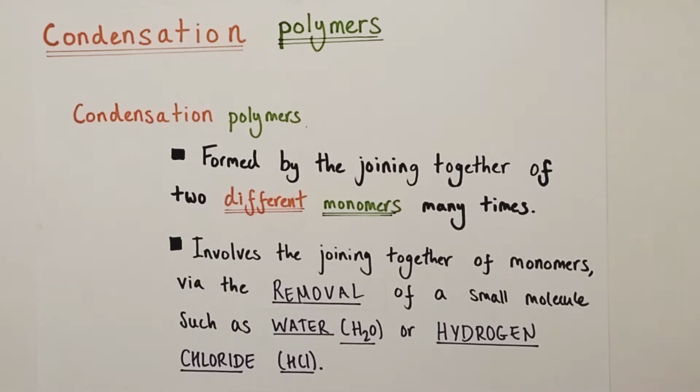Secondly, the reaction taking place is different. When you join together these different monomers, they will react via the removal of a small molecule such as water or hydrogen chloride, and that's a condensation reaction, hence why these are termed condensation polymers. So the reaction taking place is different to addition polymers as well.